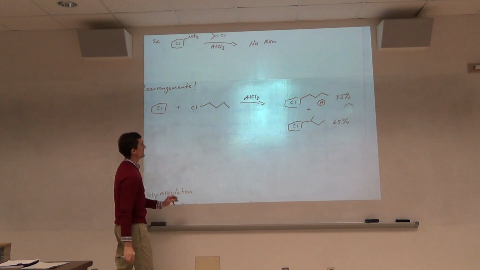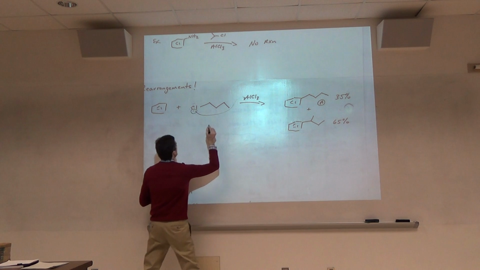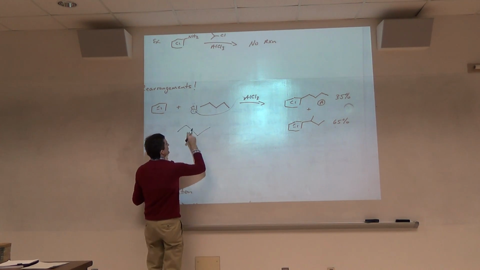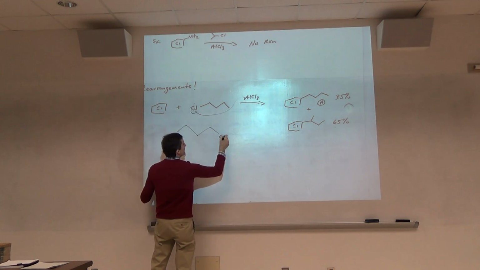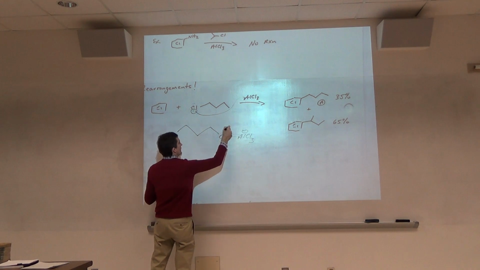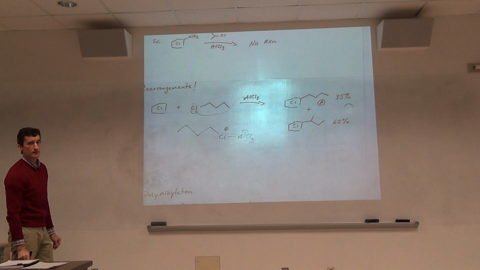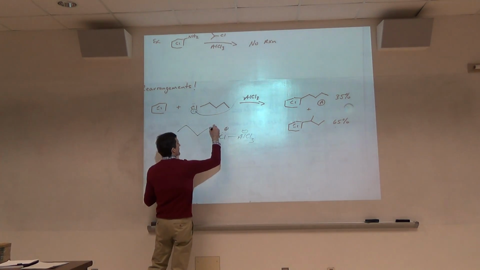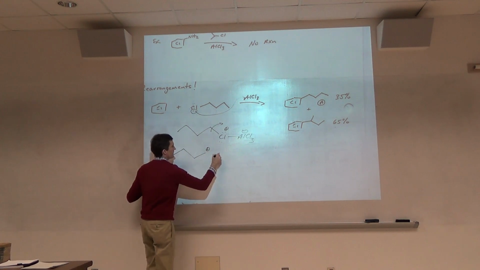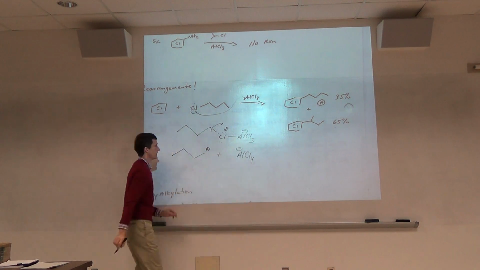How do you get the major product? First step is this coordinating with the aluminum. And we get 1, 2, 3, 4, chlorine, AlCl3 minus, plus, I'm going to have to show a primary carbocation here. This ionizes off. We get the primary carbocation plus AlCl4 minus.